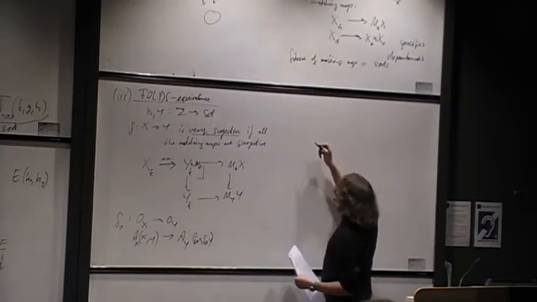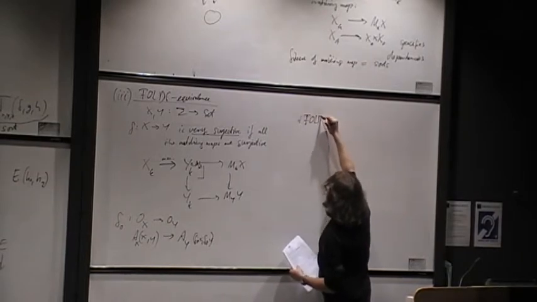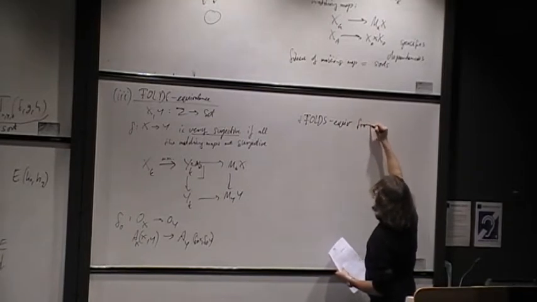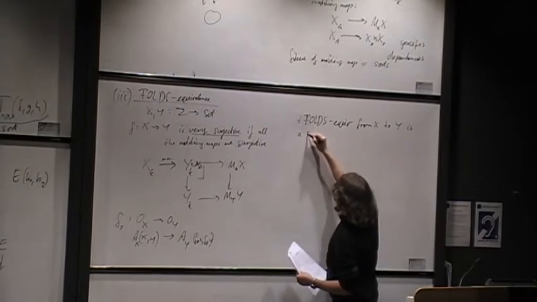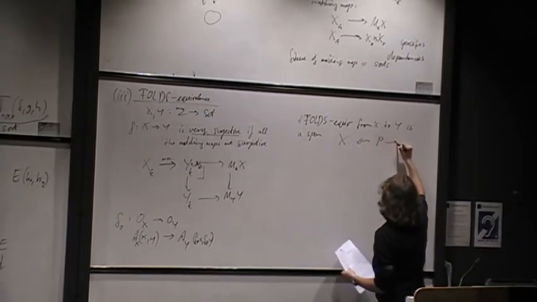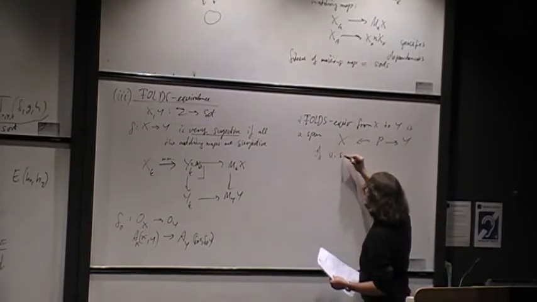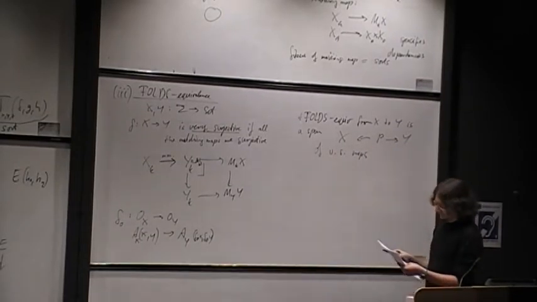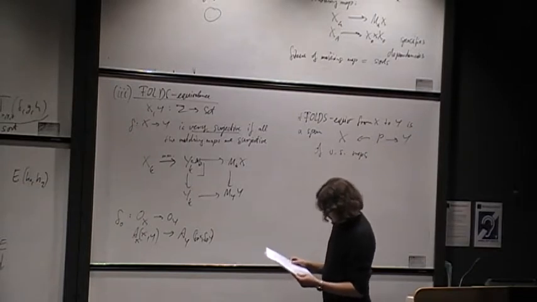So, a false equivalence from X to Y is a span of very surjective maps.